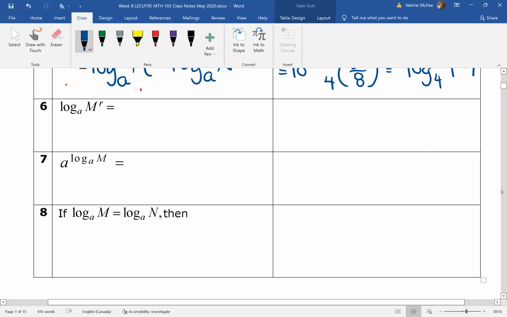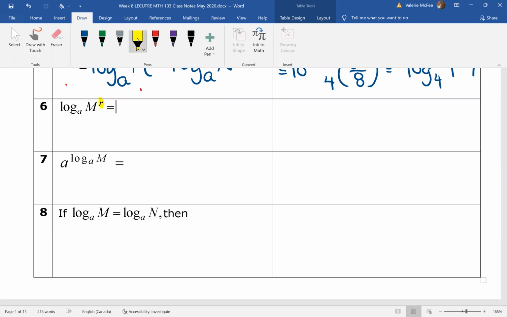In property 6, notice that the base of the logarithm is not the same as the base in the argument. But here, this property is important because it allows us to take this power and write it as a factor. We can write this as r multiplying log base a of m. This is especially useful when we have very large numbers.